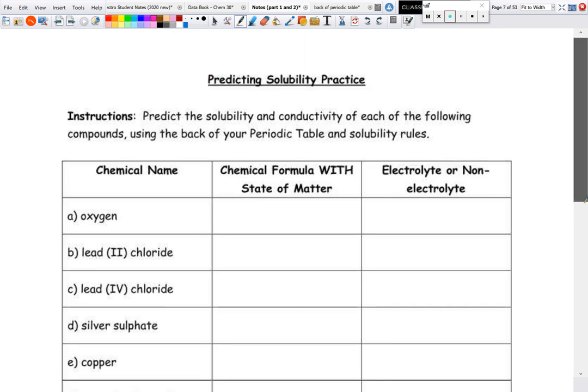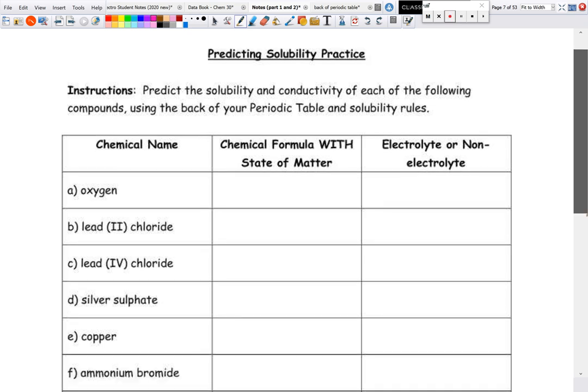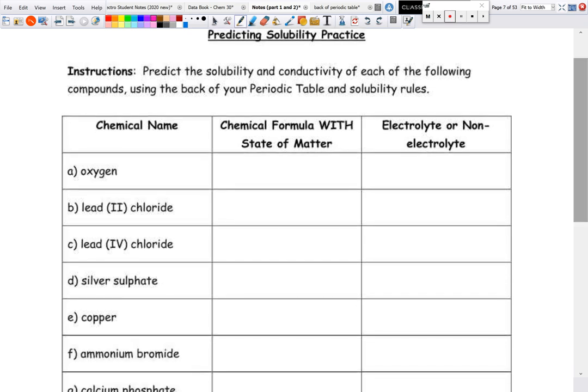Now, last but not least here, this is just where we're going to end as well. So this is just kind of extra practice with you guys, looking at different compounds and then predicting if it's going to be an acid, or sorry, in this case here, it's just an electrolyte or a non-electrolyte. But the thing is, specifically the chemical formula with the state of matter, pay attention, but you should also really work on classifying them as well.